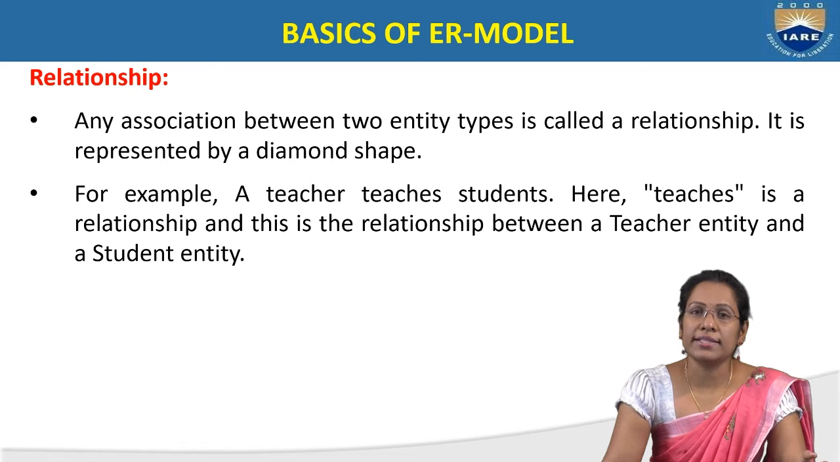So here I can give the example of a teacher and a student. Teacher is an entity and student is another entity. So what is the relationship between the teacher and the student? Teacher is an entity type, and student is an entity type. The teacher always teaches the student. So here teaches is nothing but a relationship that exists between two entities, that is the teacher and the student. In this way we need to identify the relationship between two entities and design the ER model.